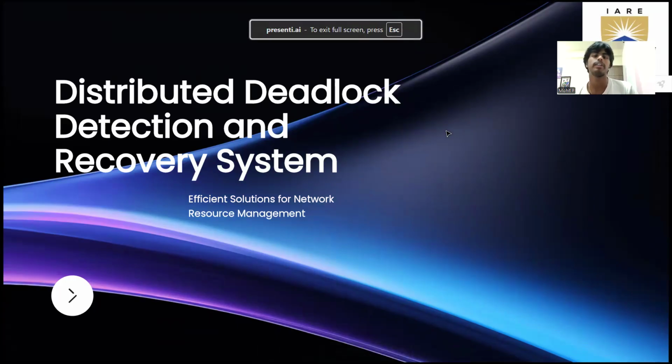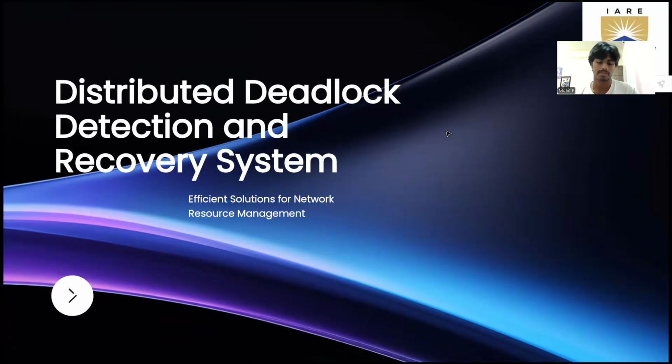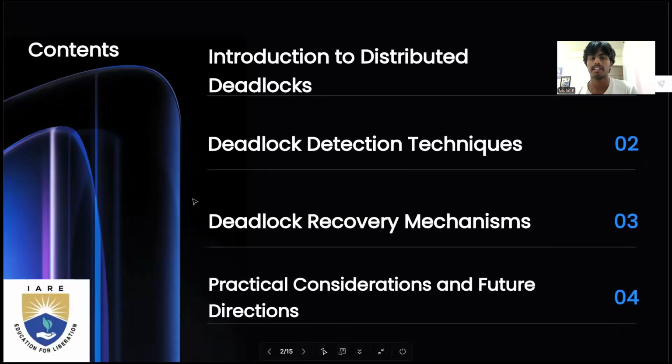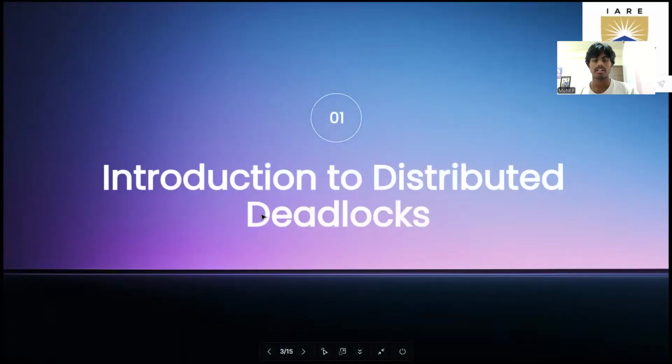Mohit, and in this operating systems complex engineering problem, I have my topic: distributed deadlock detection and recovery system for efficient solutions for network resource management. In this, we will be seeing an introduction to distributed deadlocks, deadlock detection techniques, deadlock recovery mechanisms, and practical considerations and future directions. So, first, let us introduce distributed deadlocks.